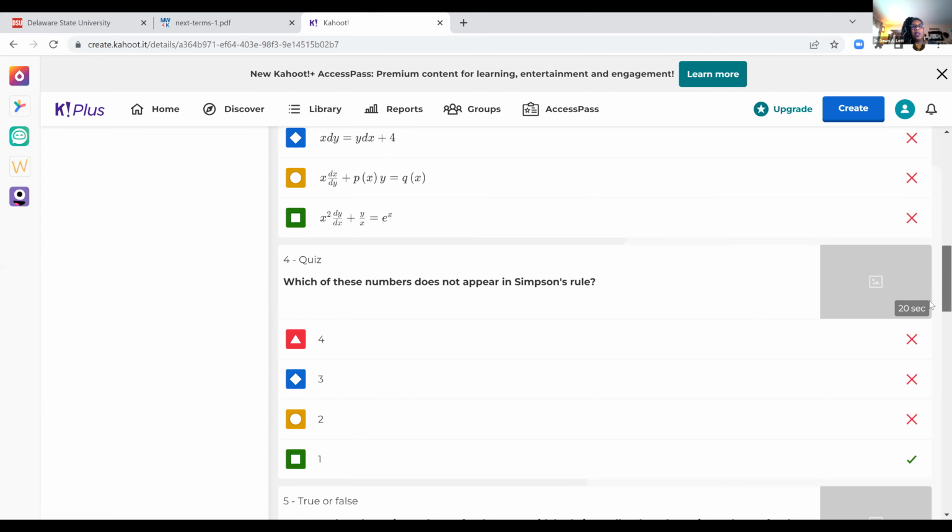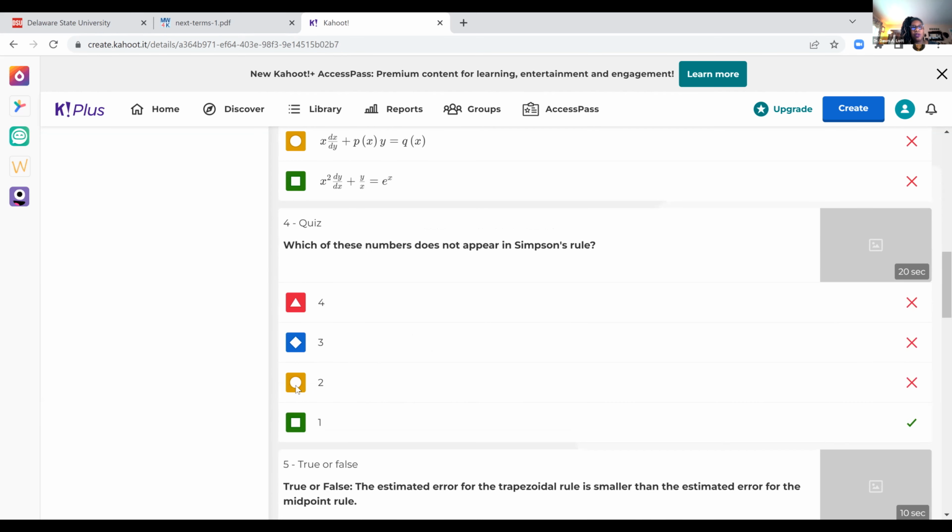Okay, which of these numbers does not appear in Simpson's rule? So the number 1 doesn't appear in Simpson's rule. If you remember, Simpson's rule is h over 3. So 3 appears, and then it's f of x plus 4 times the next x plus 2 times f of the next one plus 4, and you go back until you get to the last one. And since we don't write 1 as a multiplied by anything, it doesn't appear in the formula.